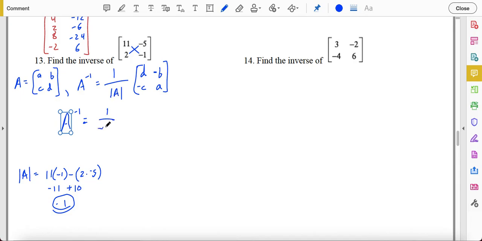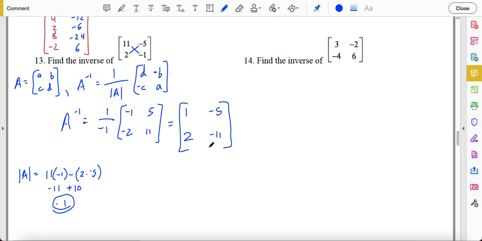So I got 1 over negative 1 times the rearranged version of matrix A. So I swap those two, so I got negative 1 and 11. And I got to negate those two, so I got negative 2 and positive 5. So A inverse is just 1 over negative 1 times this. Well, 1 over negative 1 is just negative 1, so all I have to do is reverse all these signs. So I have 1, negative 5, 2, and negative 11. And that is my solution to number 13.